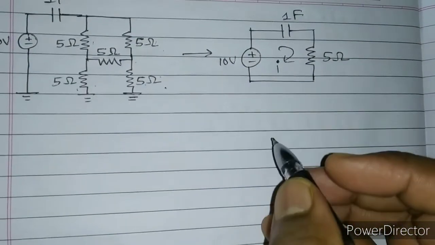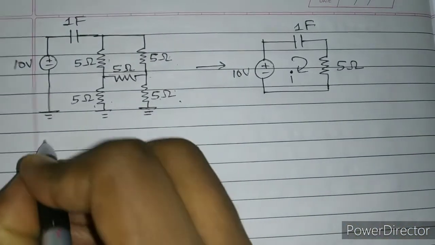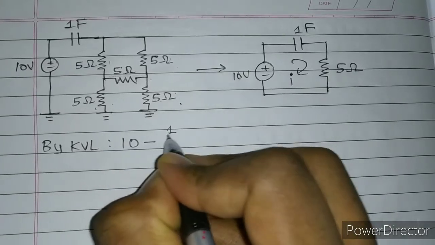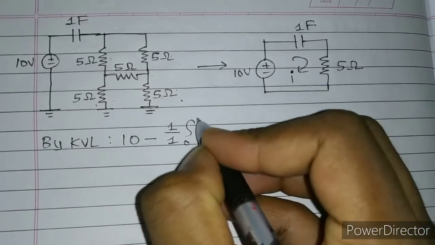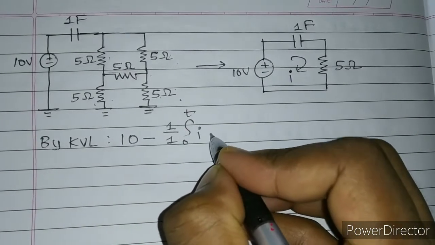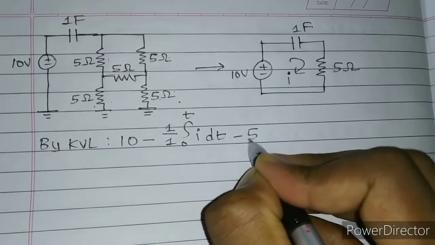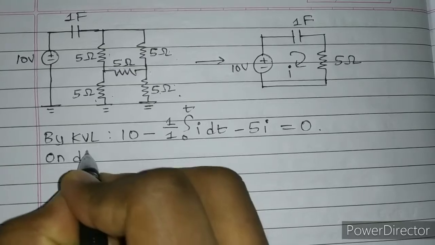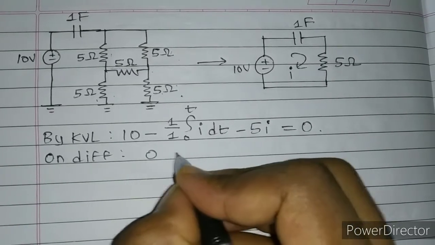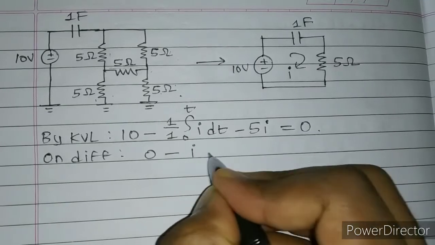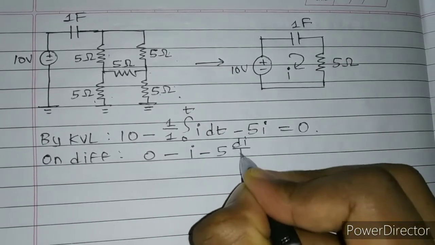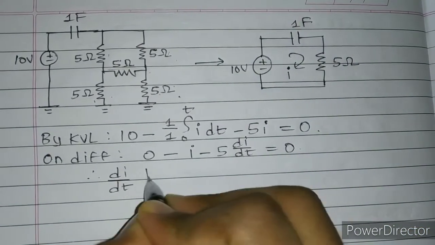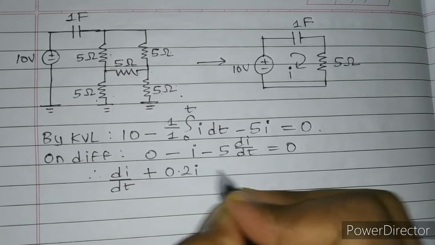And let the current flowing through the loop be I. Now by applying KVL, 10 minus 1 upon C, which is 1 upon 1, integral of 0 to t I dt, minus 5I is equal to 0. On differentiating this equation, we get 0 minus I minus 5 dI by dt is equal to 0. On simplification, dI by dt plus 0.2 I is equal to 0.